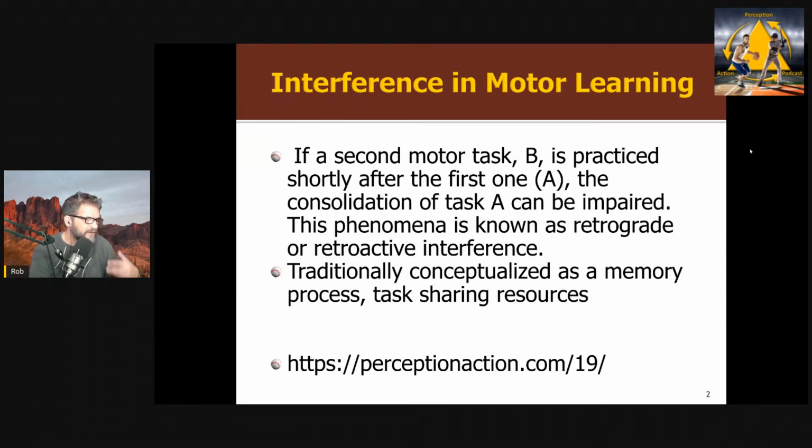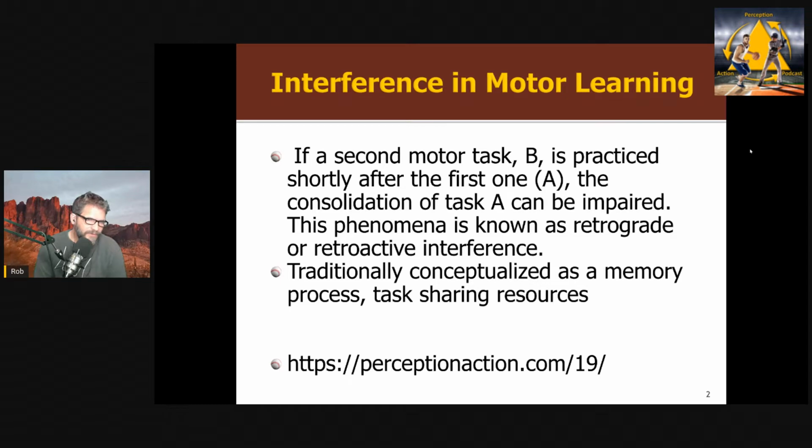So the idea here, we're learning task A, we practice it for a while, and then we're switched to practicing task B, and then we go back to practicing task A. And interference can occur when practicing B in the middle there makes us worse at learning A compared to a group that did something else or didn't train on task B at all.